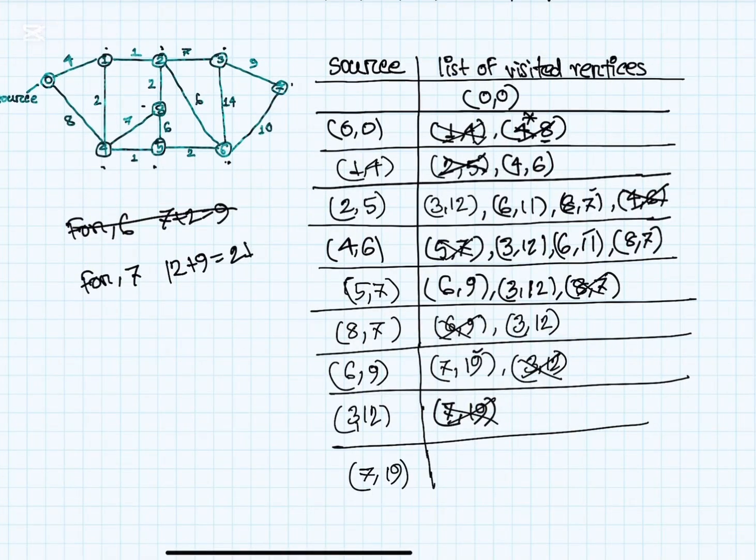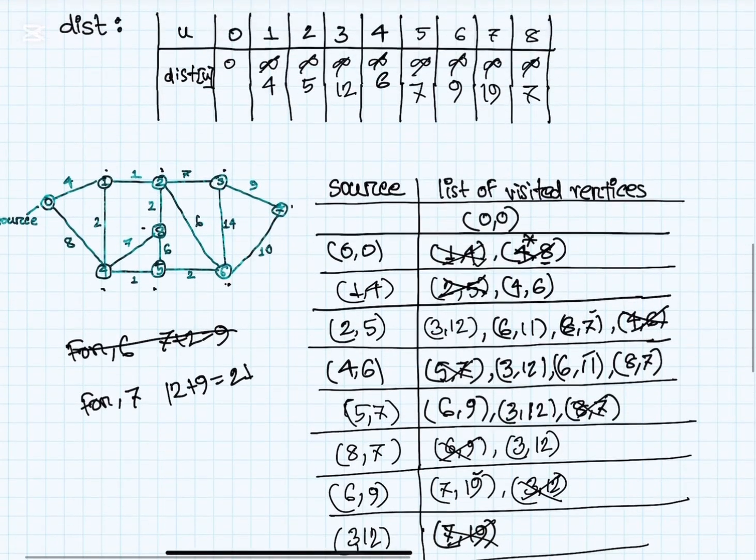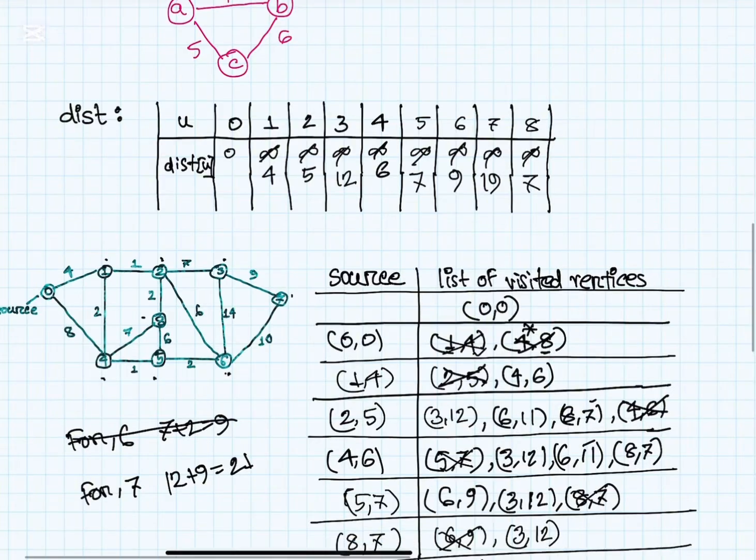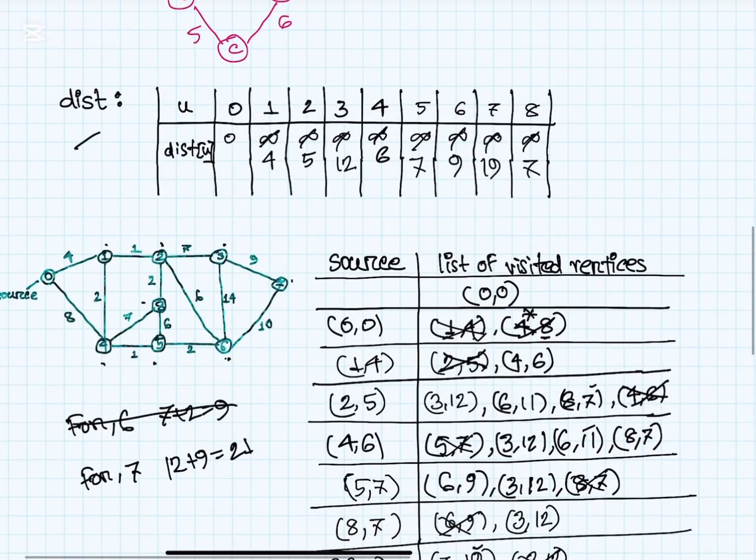Since the list of visited vertices is empty, meaning we have found out all the shortest path possible from the source to all other vertices, and those distances are stored in the dist array. So this concludes our Dijkstra algorithm.